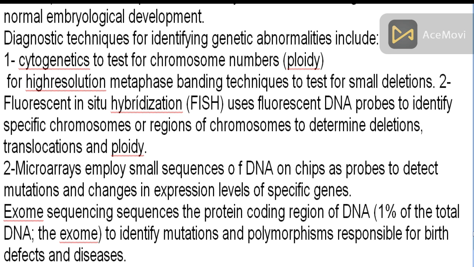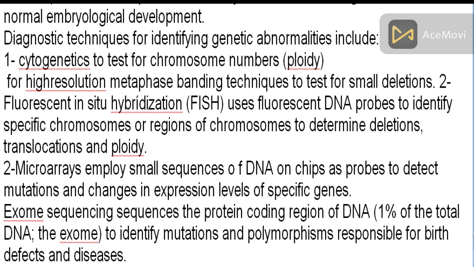Diagnostic techniques for identifying genetic abnormalities include, 1. Cytogenetics to test for chromosome numbers, ploidy, and high-resolution metaphase banding techniques to test for small deletions. 2. Fluorescent in situ hybridization, FISH, uses fluorescent DNA probes to identify specific chromosomes or regions of chromosomes to determine deletions, translocations and ploidy.